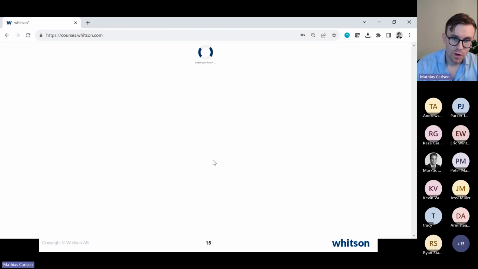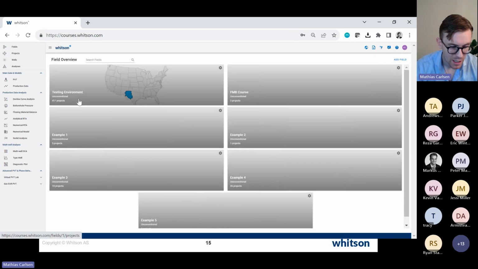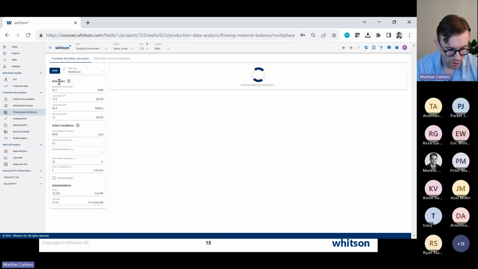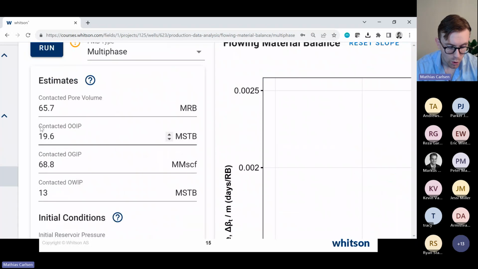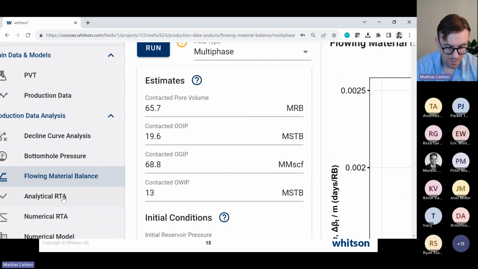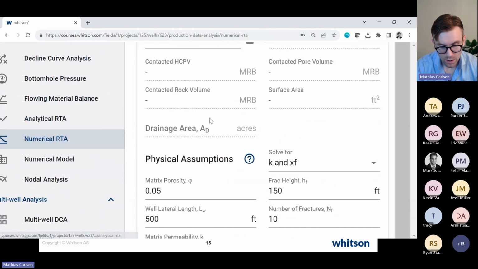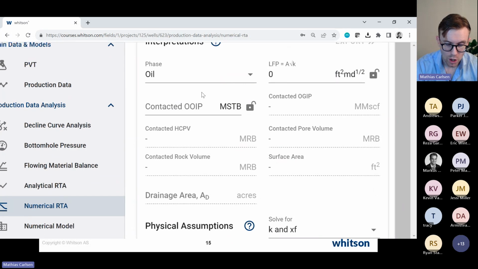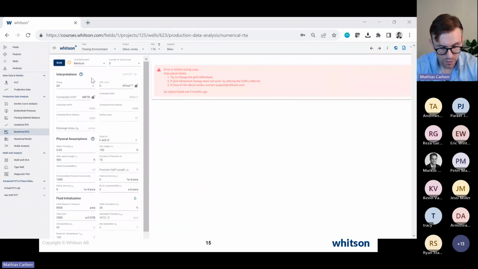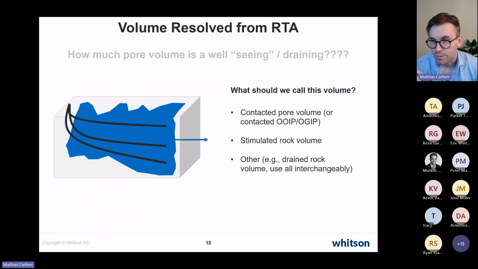And what you'll see in the software is that everywhere where we're doing this kind of analysis, whether we're here in a multiphase FMB method, the word contacted is in front of the technique. The same as in analytical RTA, contacted oil in place, same with numerical RTA right here. The word contacted is used on purpose, okay? So that's very, very important. Good, so I think we're all clear there.